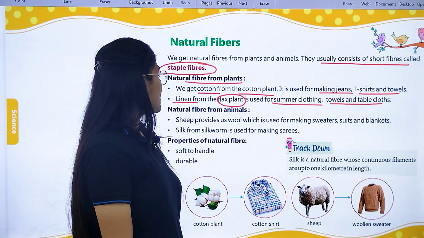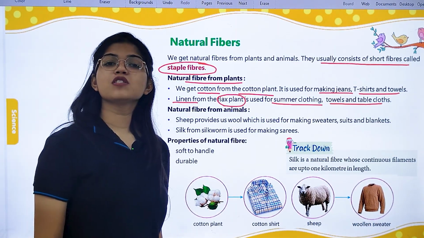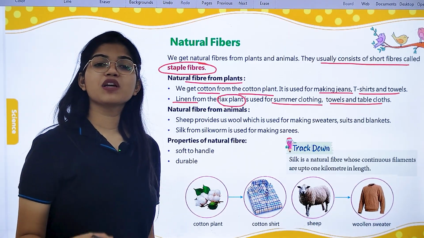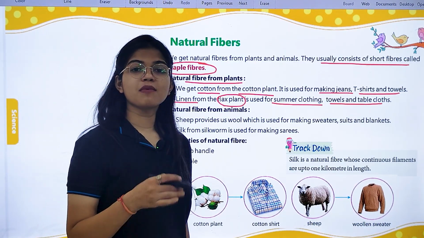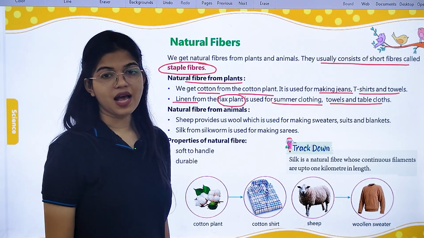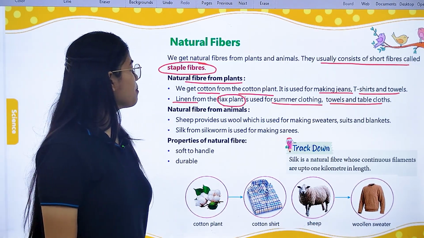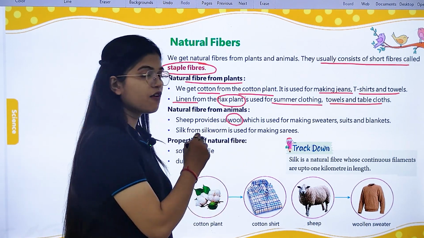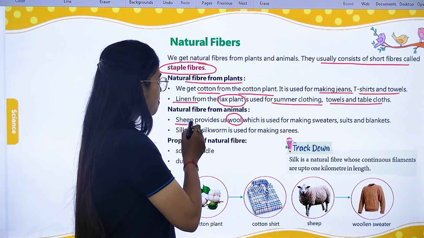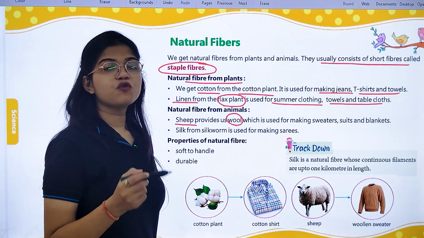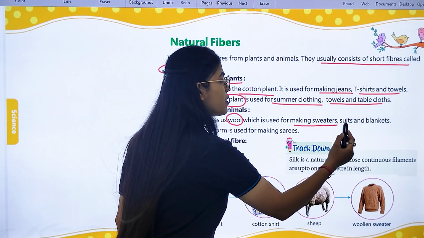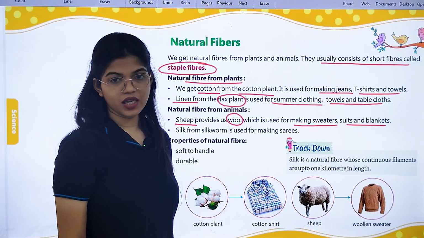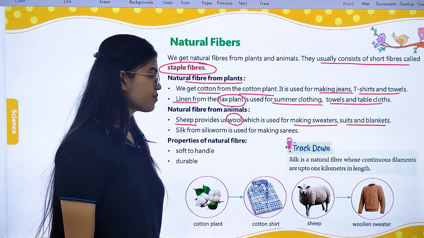Right? Then next we have some natural fibers which we get from animals. As I told you, all those fibers which we get from either plants or animals are considered to be natural. So now we have some fibers from animals, like first of all wool. Wool is provided to us by sheep, and this wool is used for making sweaters, suits, and blankets. Basically, all the winter clothing is made up of wool.